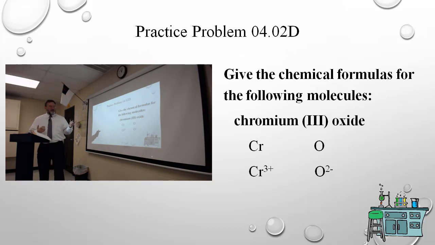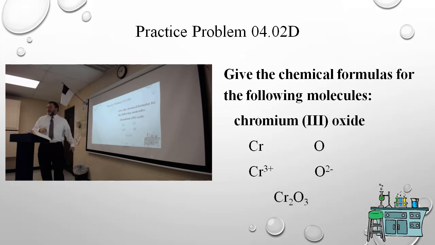How do I know it's a 3 positive? They gave it to me. Oxygen is 2 negative. How do I know? It's a column 6 element. Wants to go to 8, needs to gain 2, makes it 2 negative charge. What's the formula? Cr2O3. Okay, drop the negatives and positives, right? You don't need that.